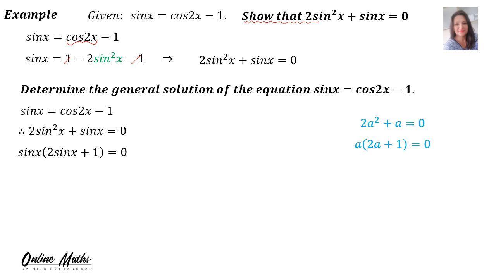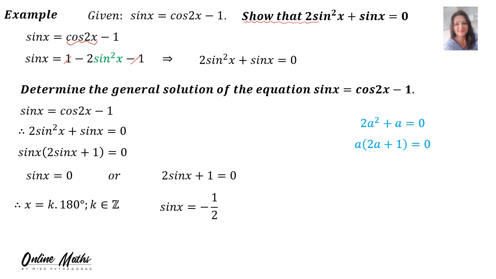Now it's a proper equation and we can say sin x is equal to 0 or 2 sin x plus 1 is equal to 0. Let's solve the equation. Where is sin x 0? x is equal to k times 180 degrees, k element of Z. Or the other one, 2 sin x plus 1 is equal to 0. I can let the 1 walk across and it becomes negative 1, divide away the 2. Now I end with sin x is equal to minus a half.